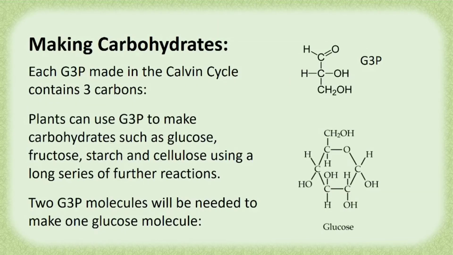The process of turning G3P into useful products would be a whole other topic of study beyond this, so we won't look at that here, but just suffice to say each of those G3Ps has 3 carbons in it. Glucose is a 6 carbon molecule, so to make 1 glucose you're going to need 2 G3Ps, which of course means 6 carbon dioxide molecules reacting originally in the Calvin cycle, so 6 passes round the Calvin cycle. So that would be in a way double what was shown in the overall equation on the previous slide.